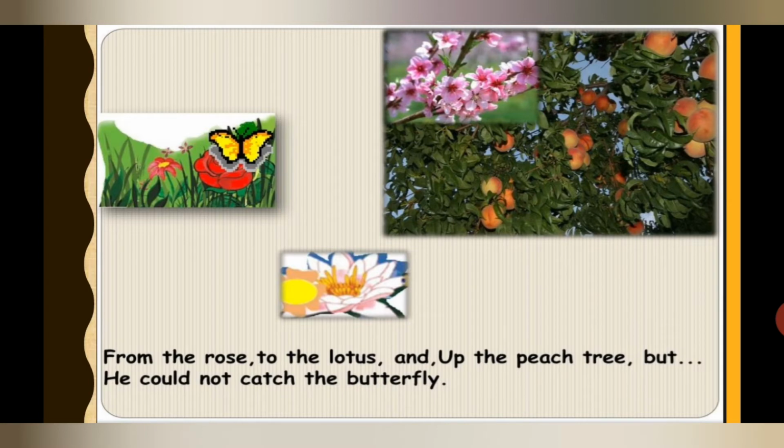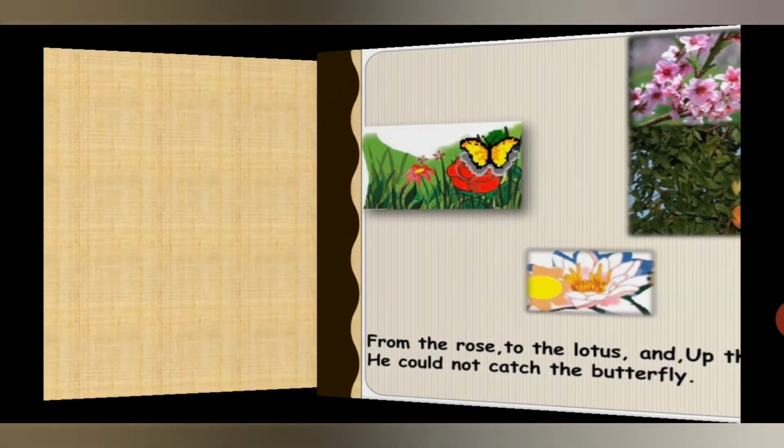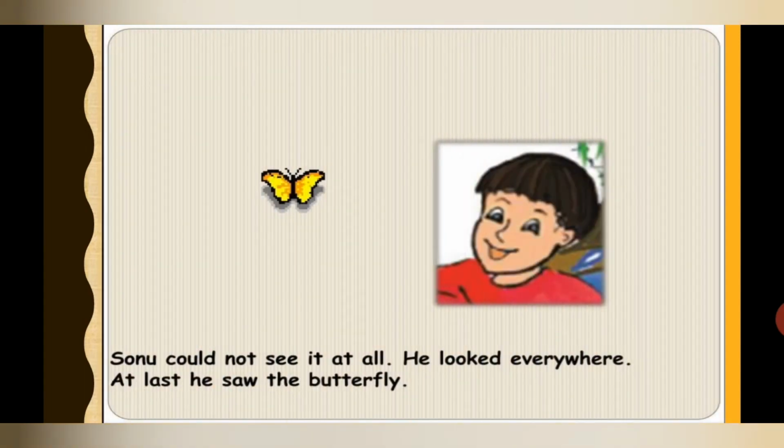From the rose to the lotus and up the peach tree, but he could not catch the butterfly. You know, Sonu tried very hard. First, he tried to catch the butterfly from the rose, then from the lotus, and then on the peach tree, but he was not able to catch that butterfly. Sonu could not see it at all. He looked everywhere. At last, he saw the butterfly.